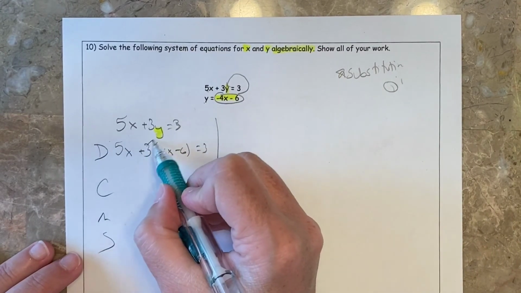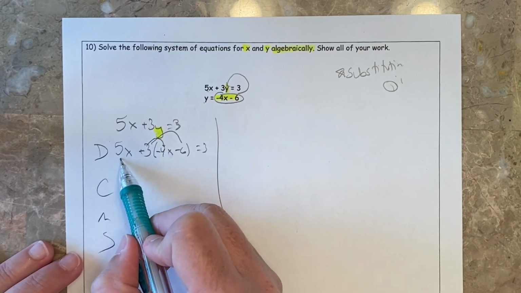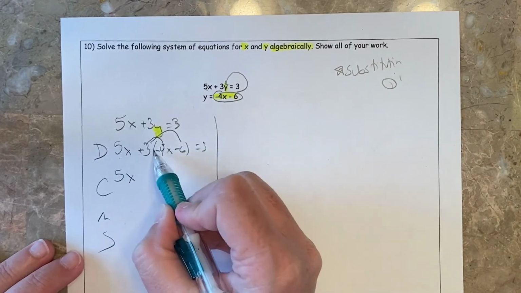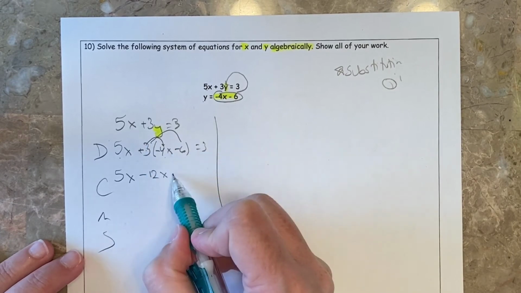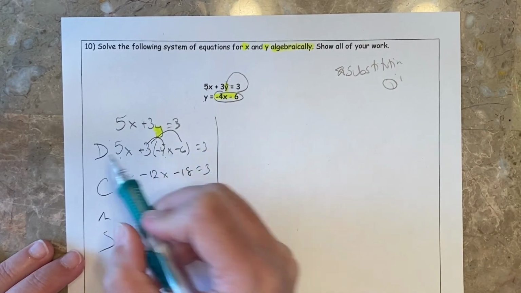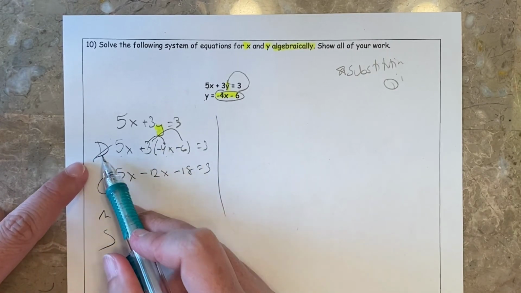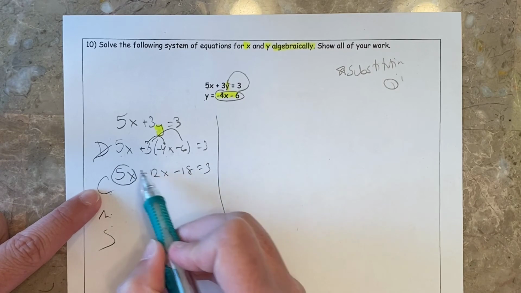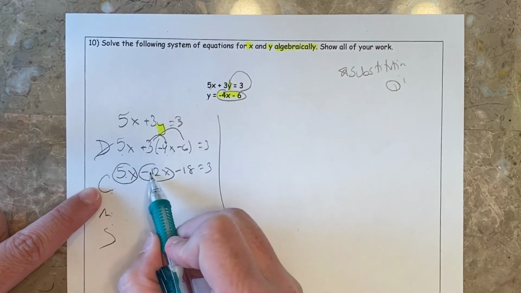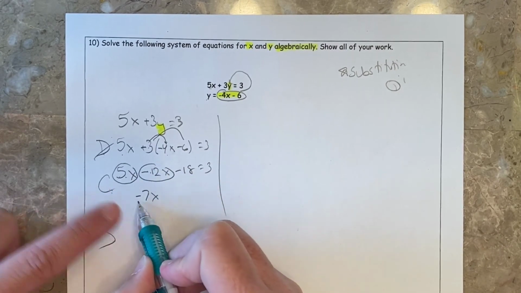Okay, I'm going to distribute. This is not next to the parentheses, so we bring down the 5x. 3 times negative 4x is negative 12x. 3 times negative 6 is negative 18. Okay, that is done. Remember, doing complicated math things: distribute, combine, move, solve. So combine our like terms. 5x minus 12x, they're on the same side, so do the same operation. 5 minus 12 is negative 7.